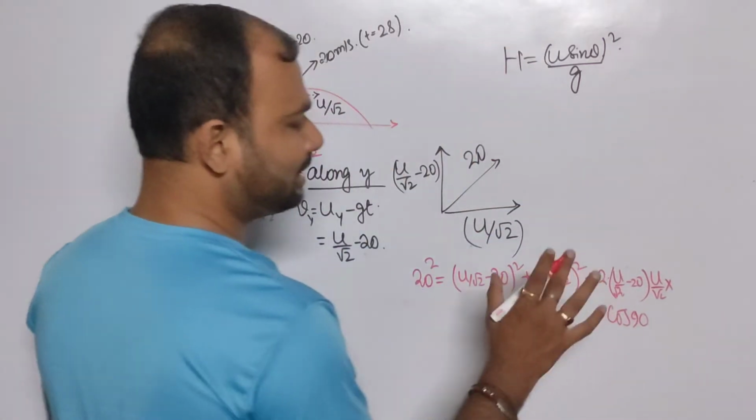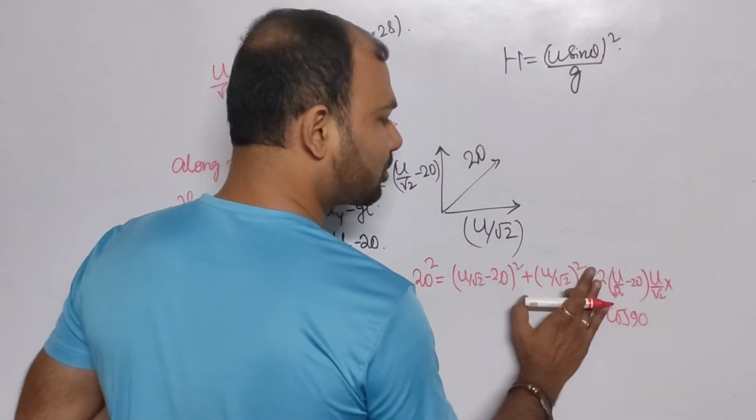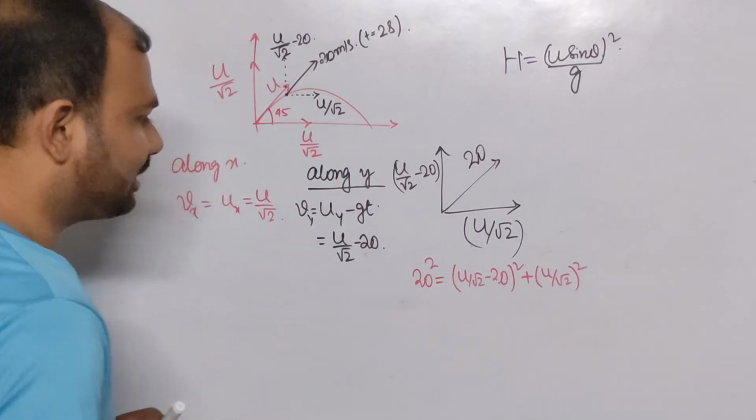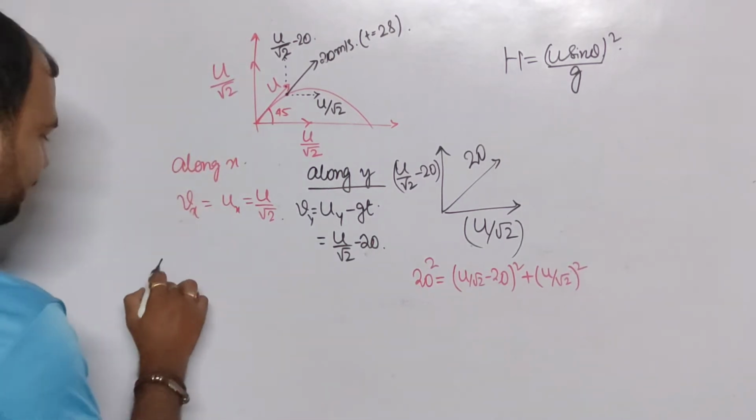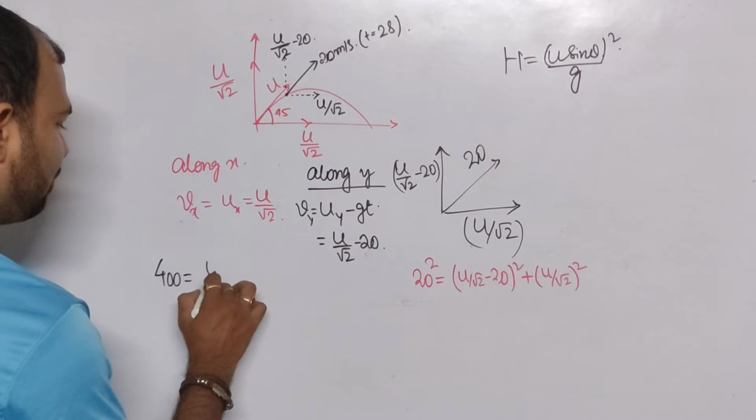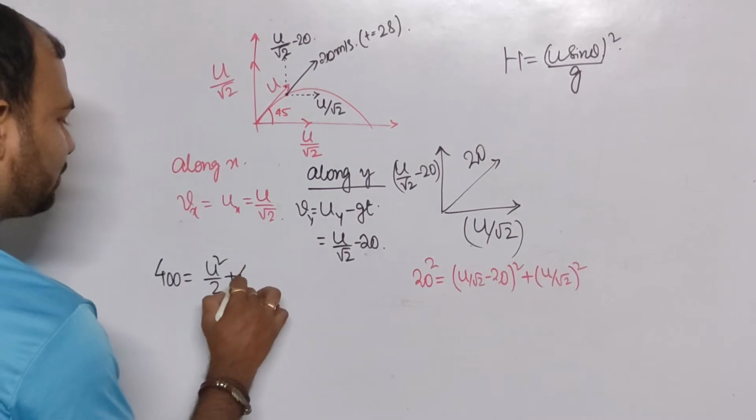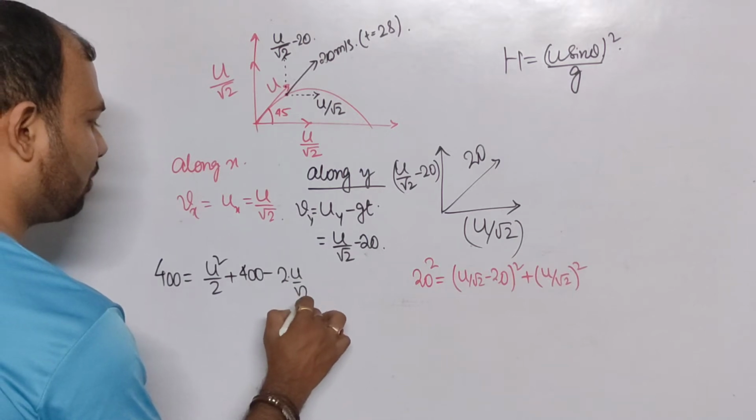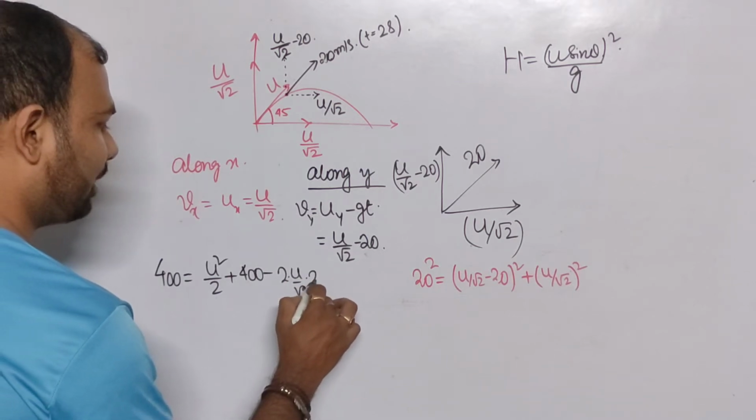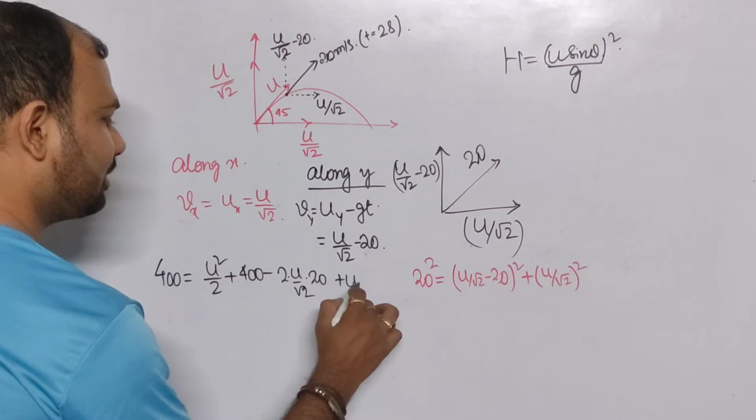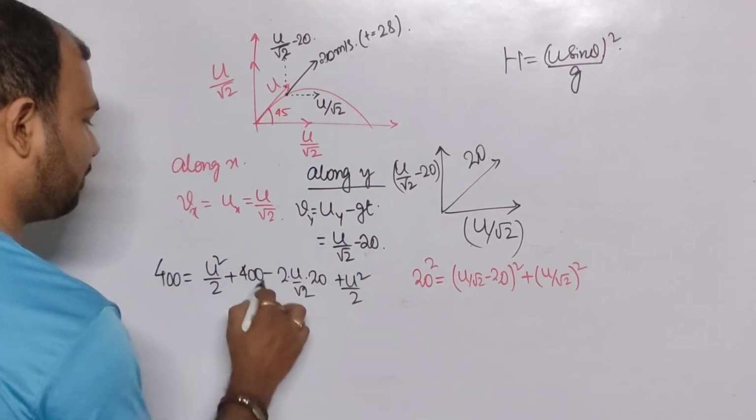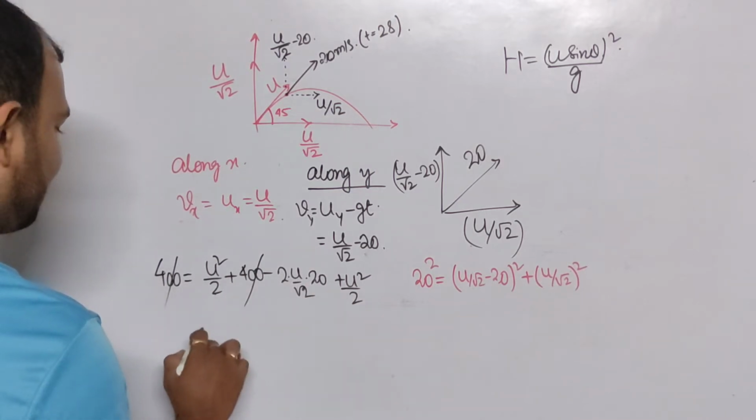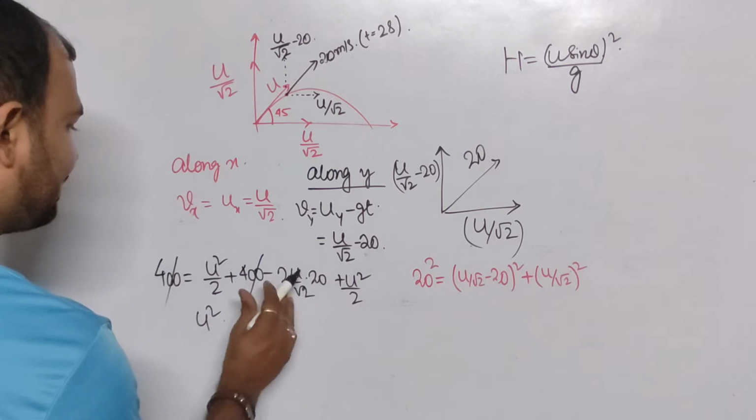90 degree. Cos 90 is 0, so the 2ab cos theta portion will be converted into 0. If we simplify this, 20 square is 400, equal to u square by 2 plus 400 minus 2 u by root 2 into 20 plus u square by 2. 400 gets cancelled. u square by 2 plus u square by 2 will be u square, and this is minus.